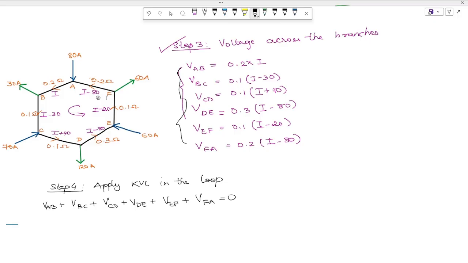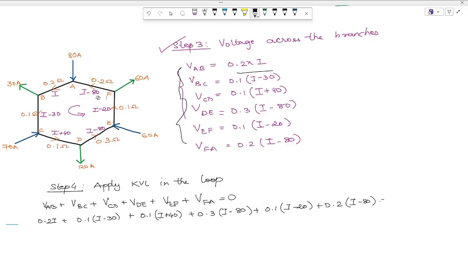Now I will substitute these values with their equivalent multiplication of resistance and current. So this will give me 0.2 into I plus 0.1 into I minus 30 plus 0.1 into I plus 40 plus 0.3 into I minus 80 plus 0.1 into I minus 20 and 0.2 into I minus 80 equals to 0. Now if you look at this, we have a single equation and a single unknown, which is I. So by resolving this equation, we can get the value of I.